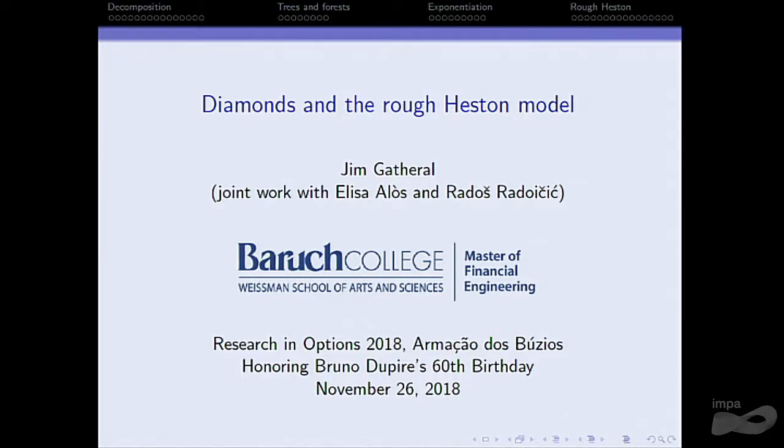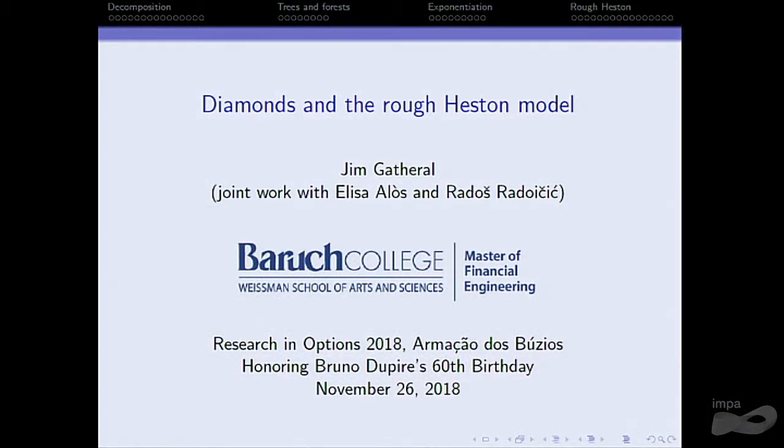So up next, it's a pleasure to introduce Jim Gatheral, who is presenting joint work with Elissa Alos. Well, I'll let you pronounce those names. Those are too difficult for me. And I'm not sure I can pronounce it. Great. That's a good name. And Jim's going to tell us about diamonds and the rough Heston model.